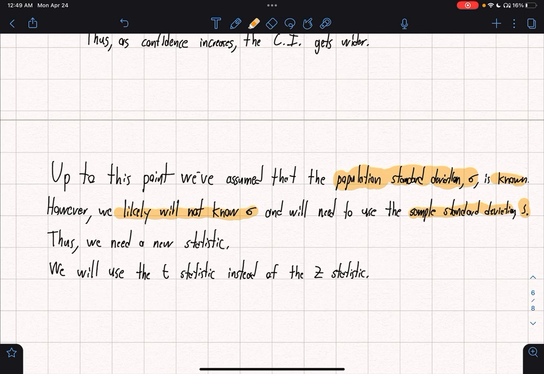So because of this, we're actually going to need a new statistic. By that, I mean we're going to start using something we call the t-statistic rather than what we've been using, the z-statistic.